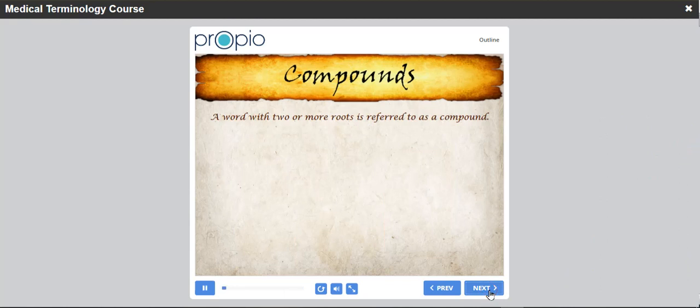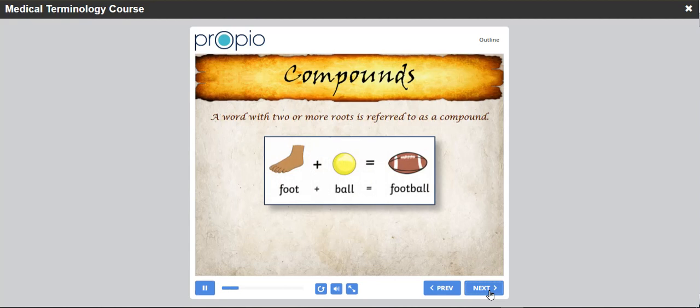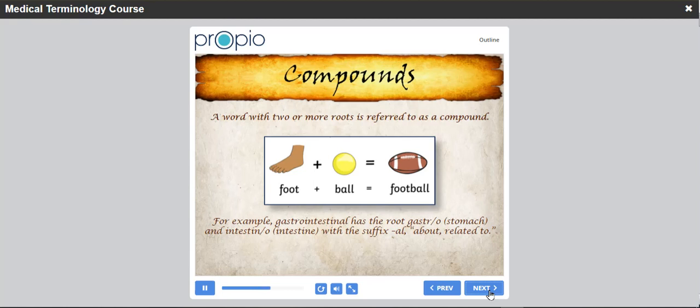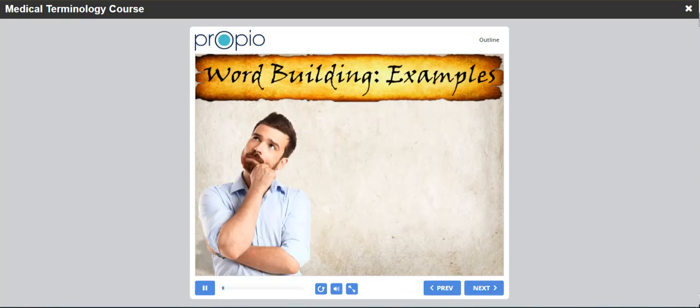A word with two or more roots is referred to as a compound. For instance, foot plus ball becomes football. For example, gastrointestinal has the root gastro, which means stomach, and intestine, plus the suffix l, which means about, related to. Gastrointestinal.